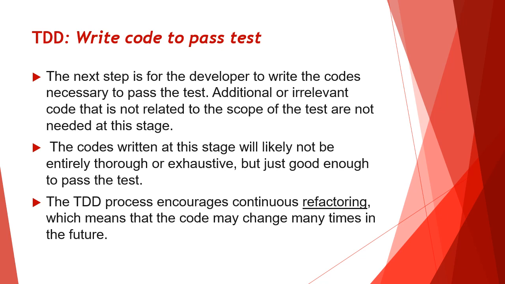TDD. Write code to pass the test. The next step is for the developer to write the code necessary to pass the test. Additional or irrelevant code that is not related to the scope of the test is not needed at each stage. The code written at this stage will likely not be thorough or exhaustive, but just good enough to pass the test. The TDD process encourages continuous refactoring, which means that code may change many times in the future.